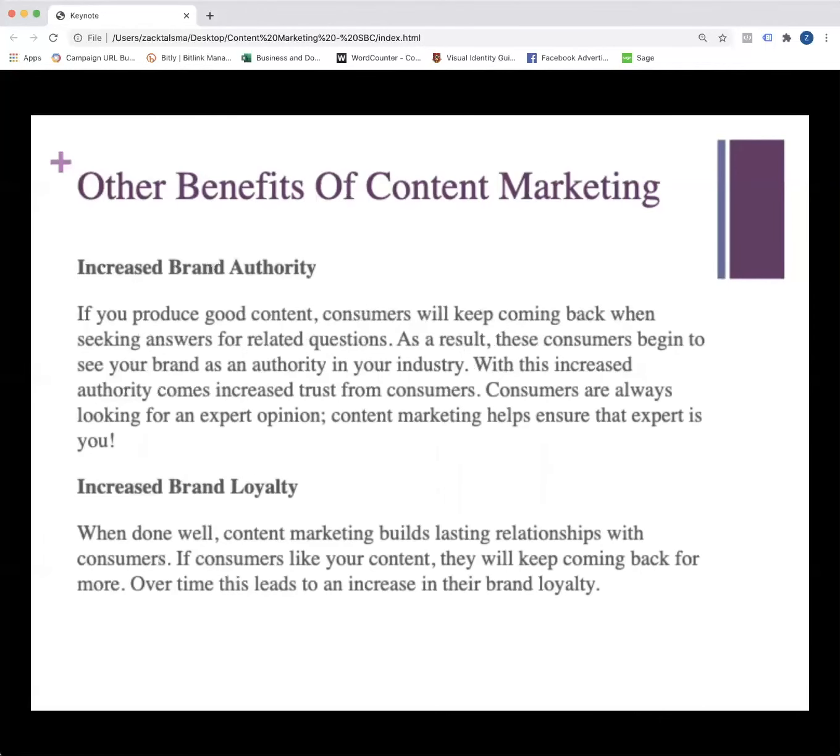Other benefits include increased brand authority and increased brand loyalty. This is just a result of people coming back. If you write good content, consumers will keep coming back, seeking answers for related questions or other questions in your industry. As a result, they begin to see your brand as an authority. People like doing business with experts, people that know what they're talking about, and having a good amount of content on a wide variety of subjects related to your industry helps that immensely. And people will come back over time for that.